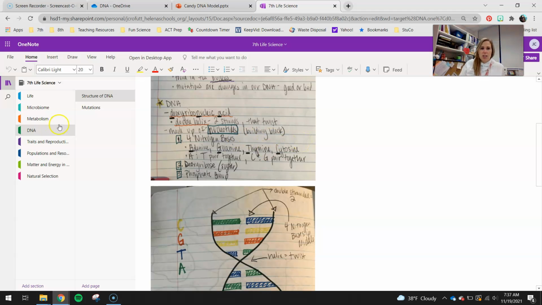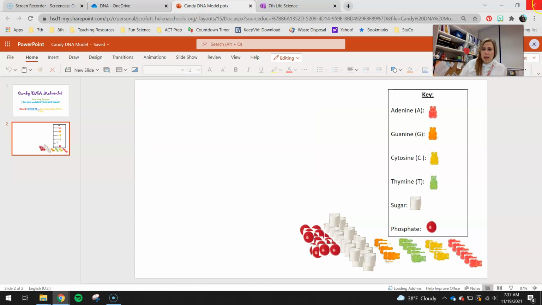We're going to start by building our sugar phosphate backbone. If you look right here on the key, our sugar is going to be our marshmallow, and our phosphate is going to be our Red Hots. I'm going to click and drag a marshmallow, which is our deoxyribose sugar, and then a Red Hot, which is our phosphate. I'm going to do about 5 of those alternations down the side. That's going to be one side of our DNA.